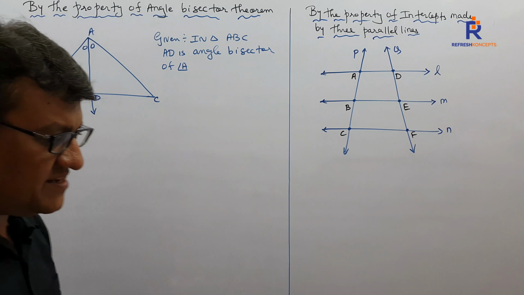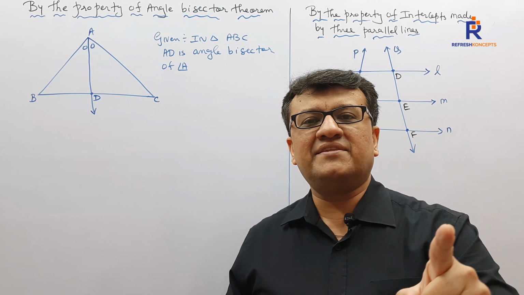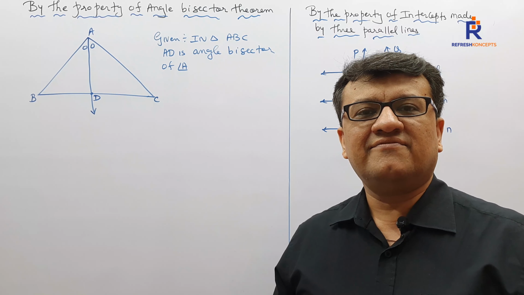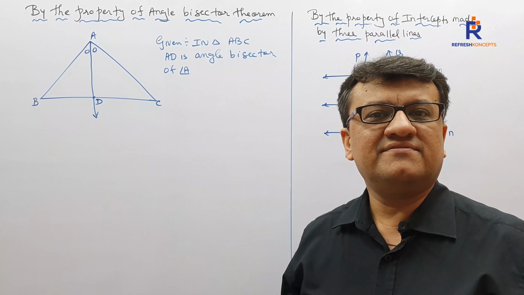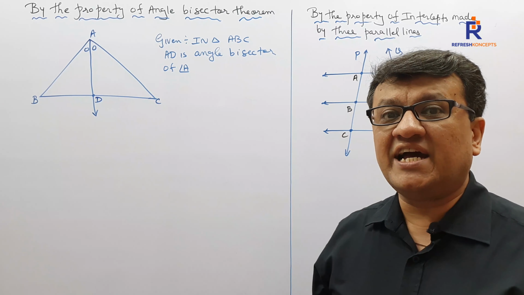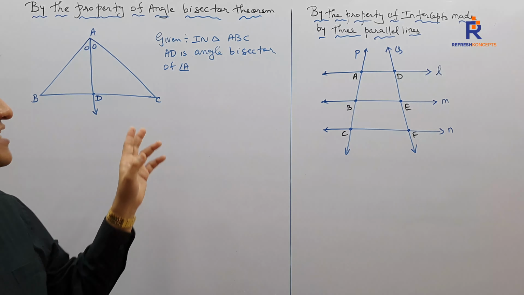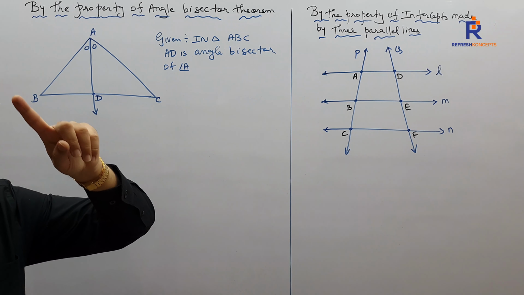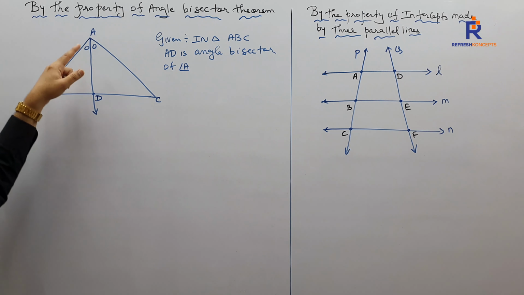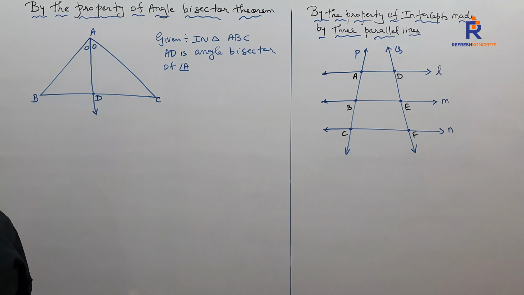So the first question arises, sir, when will I apply this particular theorem or property? I'll apply this only and only when I have a triangle and a bisector of an angle given to me. Any angle. Not necessarily every time it has to be a vertical angle. It can be any angle. So the condition required is a triangle and one of the angle bisectors. The moment I get these two, I can immediately apply the angle bisector theorem.